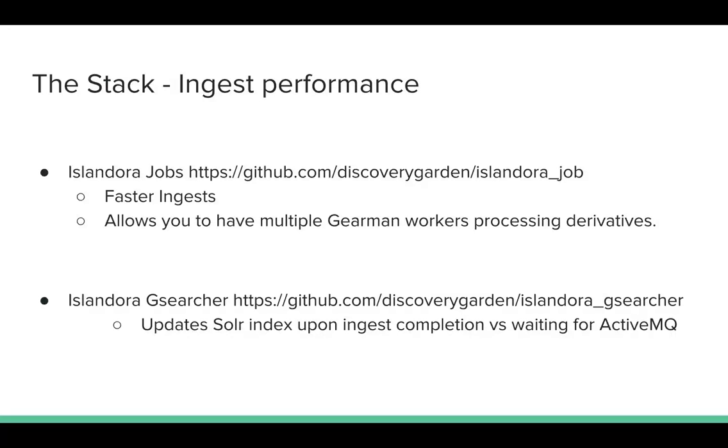A lot of people sometimes still use GSearcher, Islandora GSearcher, with ActiveMQ. The reason for that is because they like seeing their objects directly in Solr without actually having to wait for ActiveMQ. They just won't see the performance increase because ActiveMQ will still try to put the same updates into Solr again. It doesn't actually change anything. It just tries to update the index again, and the changes are already there.